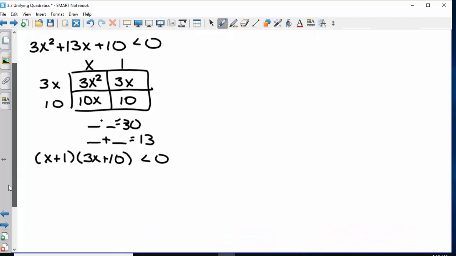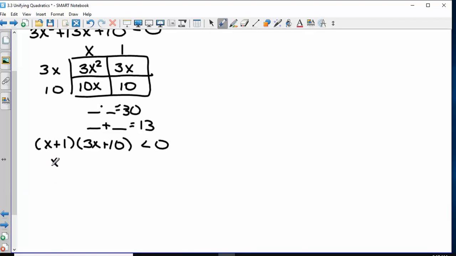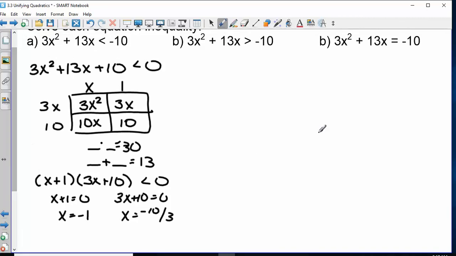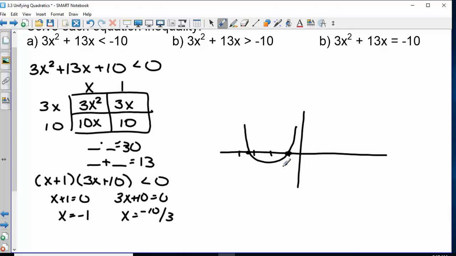We need to figure out what makes each of those 0. So subtract your 10, divide by 3. So we get negative 1 and negative 10 thirds. Okay, so my graph. We have an upward parabola, so it looks like this.